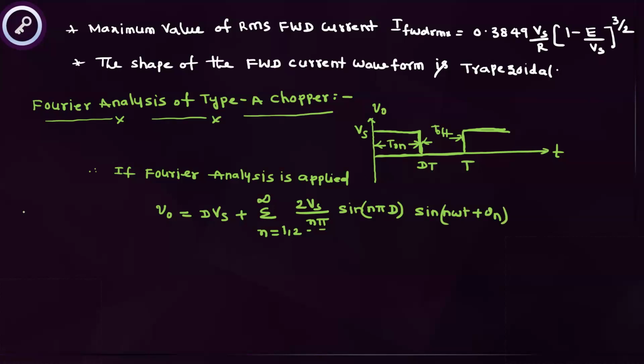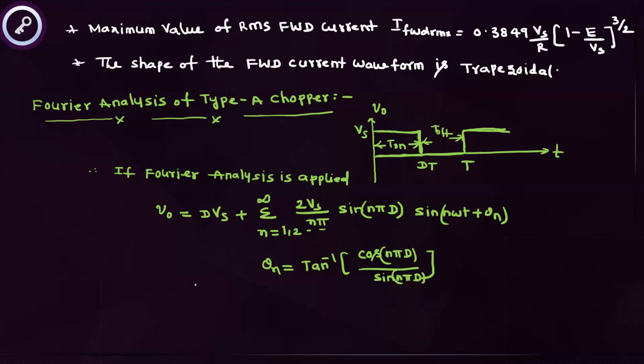But what is theta n here? Theta n is equal to tan inverse of cos n pi d by sin n pi d.